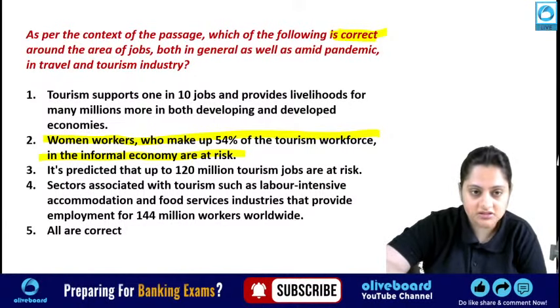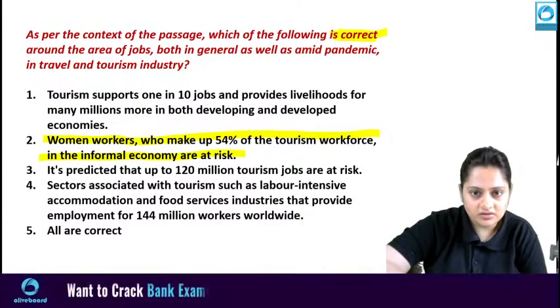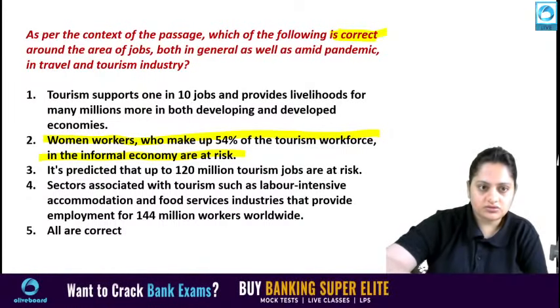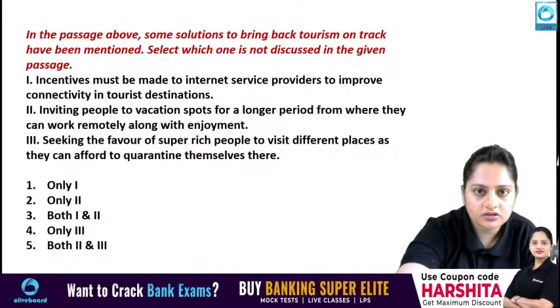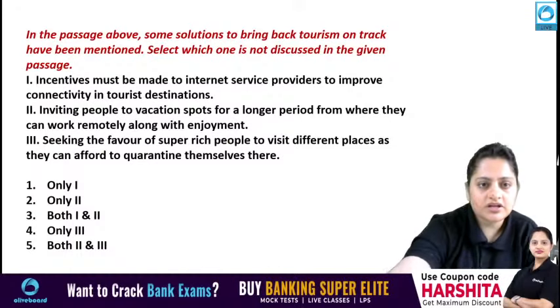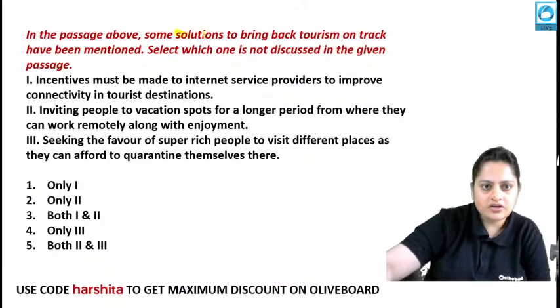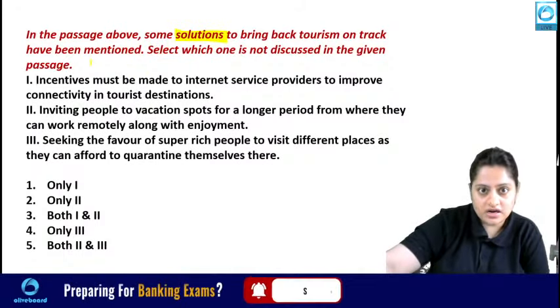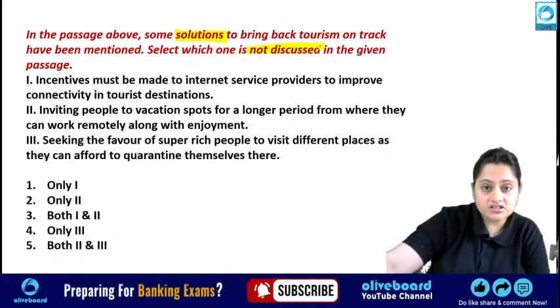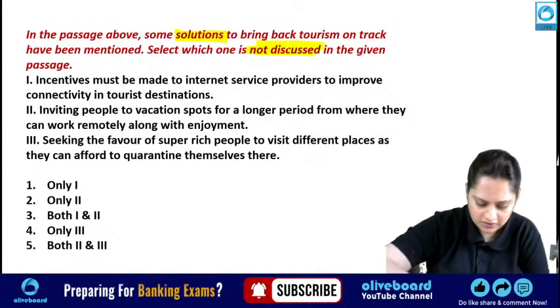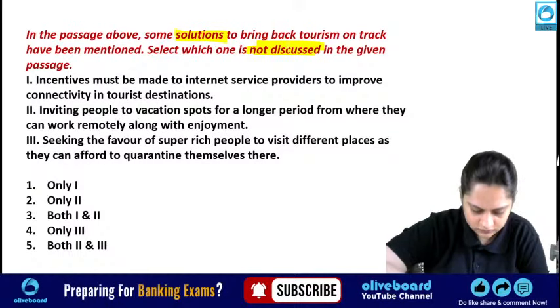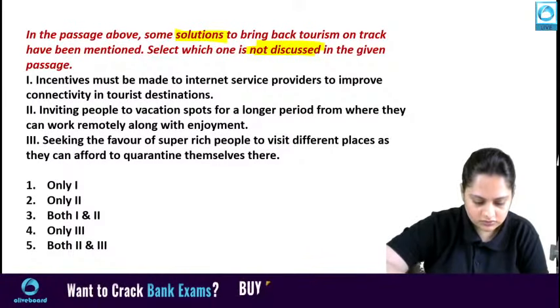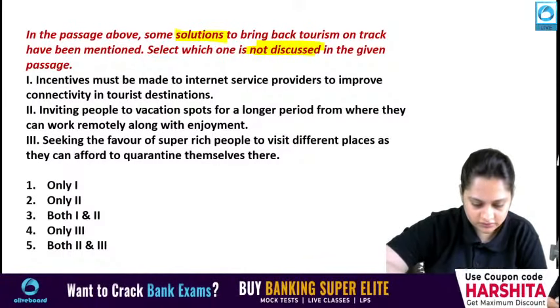Everybody giving wrong answers here. Okay. So the rest are incorrect. There are solutions given. How can we bring tourism back on track? Not discussed. Which solution is not given? That you have to mark. Which solution is not given?